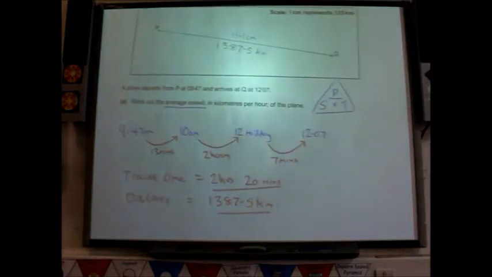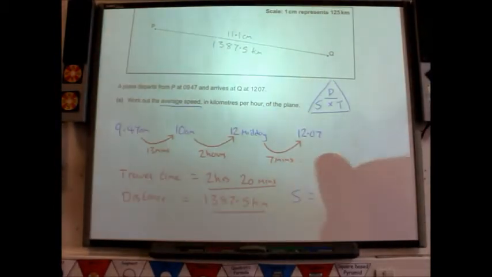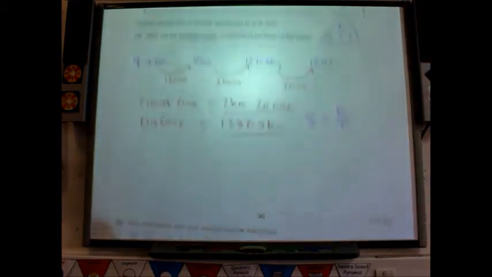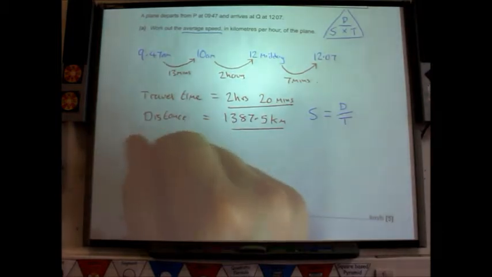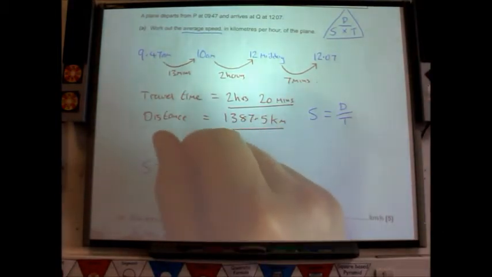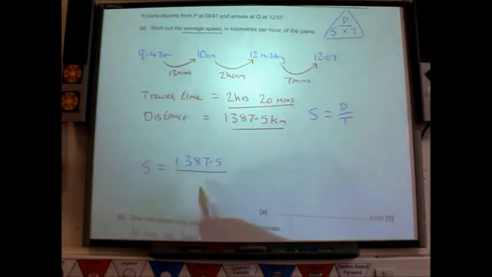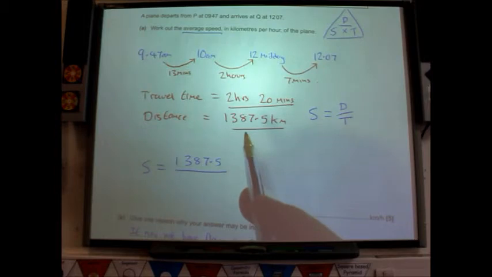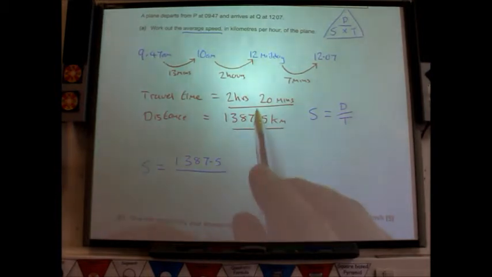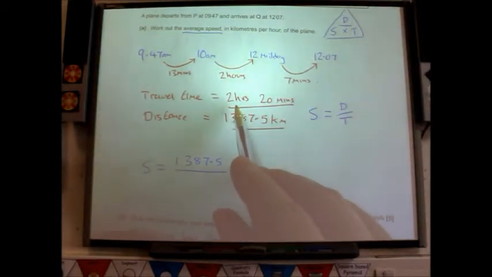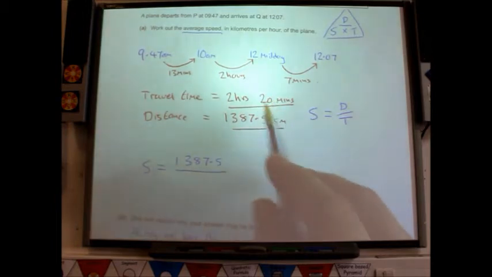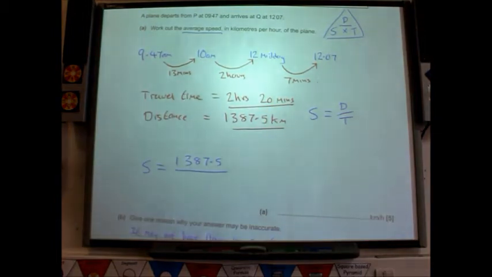Now we can start using our formula. So speed is distance divided by time. So make sure you show exactly what you're doing for this. So speed equals the distance, 1,387.5, divided by the time. A lot of people for the time would put 2.2, and I think we can see why, because 2 hours 20 minutes. I mean, it's wrong, but we can see why they've done it. Obviously it's 2 whole hours, but you need to work out how much of an hour is 20 minutes.